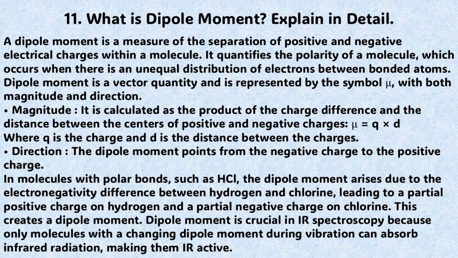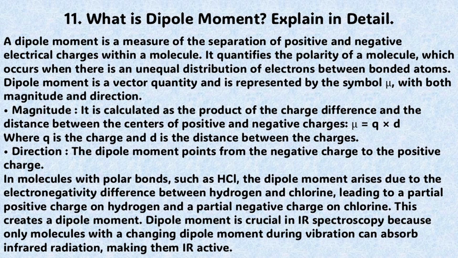Dipole moment is a vector quantity and is represented by the symbol mu, with both magnitude and direction. Magnitude: it is calculated as the product of the charge difference and the distance between the centers of positive and negative charges. Mu is equal to Q times D, where Q is the charge and D is the distance between the charges. Direction: the dipole moment points from the negative charge to the positive charge.